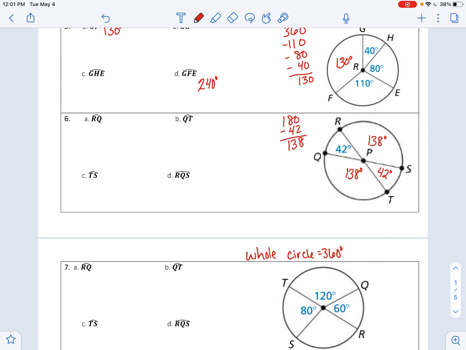And once you have those, again, just finding your arcs, make sure you go in the correct order. For example, RQS says you'll go from R to Q to S. So you would add up everything underneath that arc. Just things to look out for.